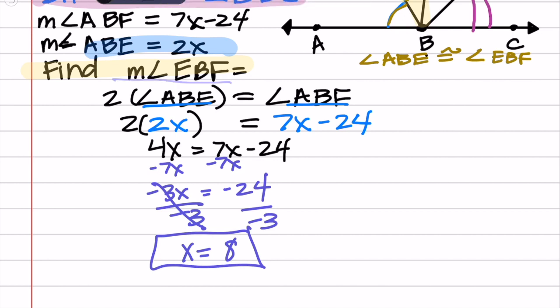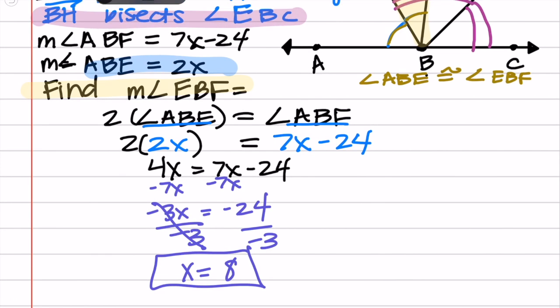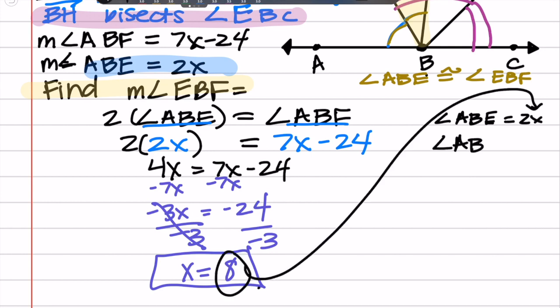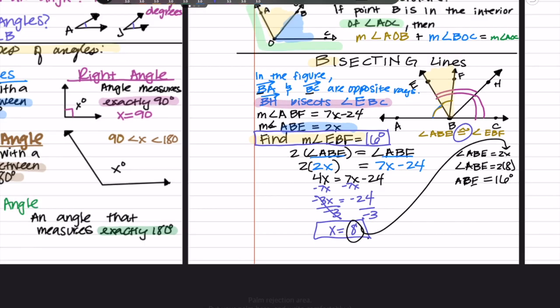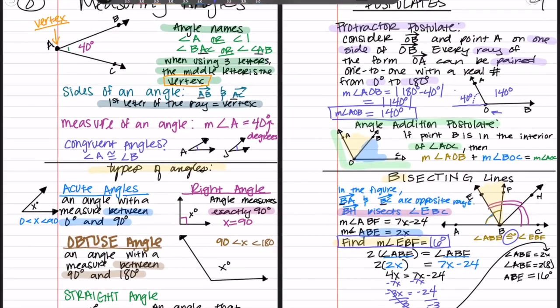And yay, we're done. But wait, it's asking us to find the measure of angle EBF. So we're going to have to take this number and plug it back in. All right, so what we're going to do, you'll remember that ABE is the same thing as EBF. So let's find what ABE is to figure out what EBF is. We're going to drop that 8 in there, and it's going to become 2 times x, which is 2 times 8, which is 16 degrees. And because ABE is 16, and ABE and EBF are the same exact things, they're congruent, EBF is also 16 degrees. Guys, you did it. You made it through this marathon. Congratulations.